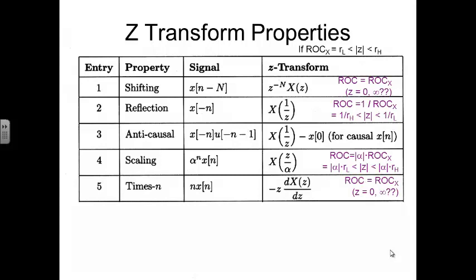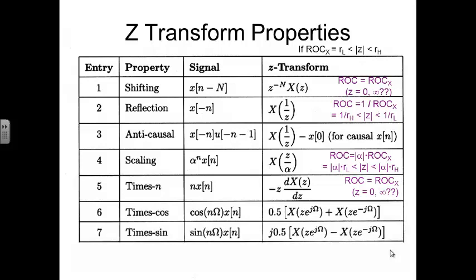If I take a time function and multiply it by n, which seems like a dangerous thing to do, what does it do to the transform? We'll take the transform, take its derivative with respect to z, and multiply that by minus z. And again, we don't affect the region of convergence, except we maybe lose z equals zero or z equals infinity.